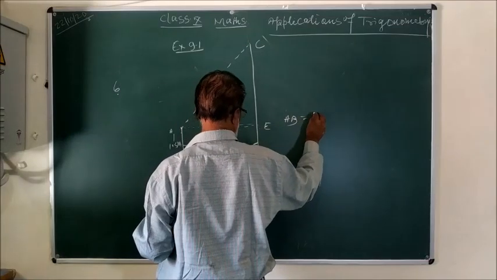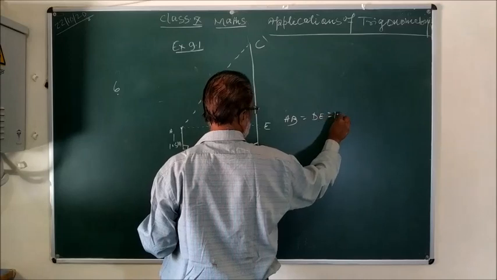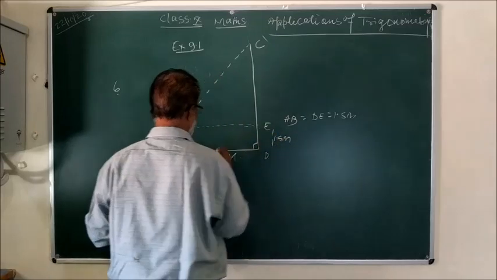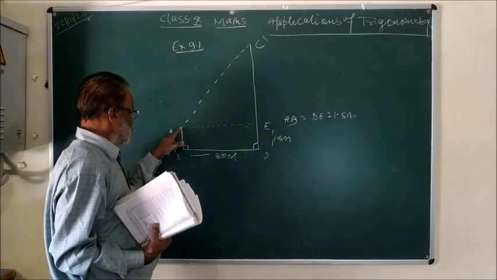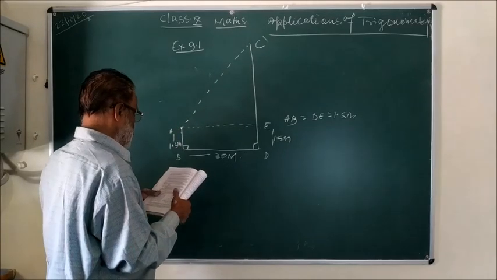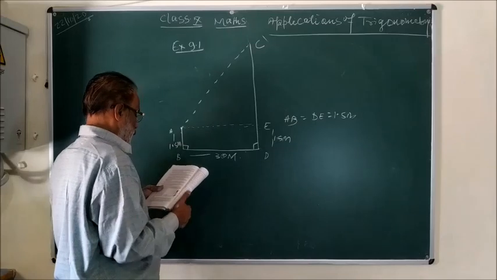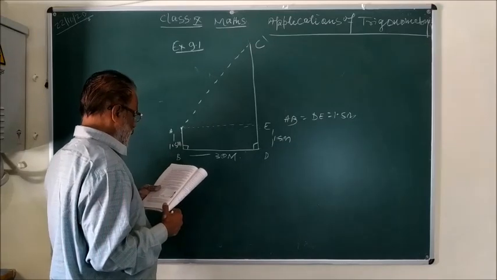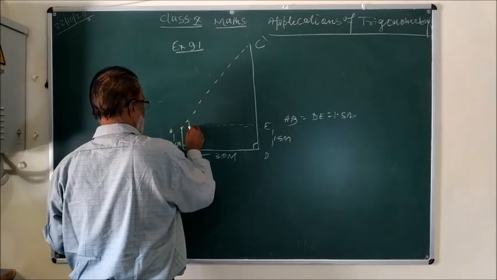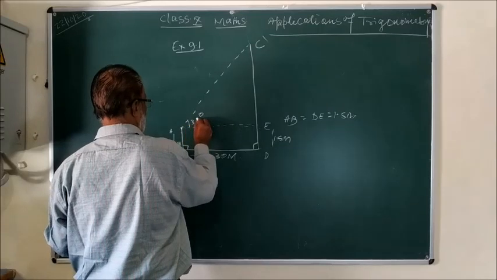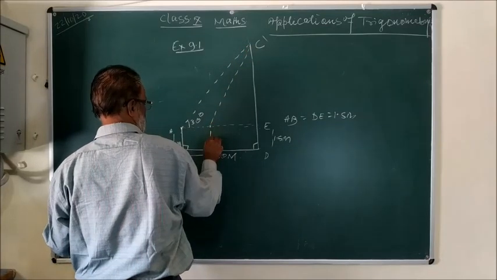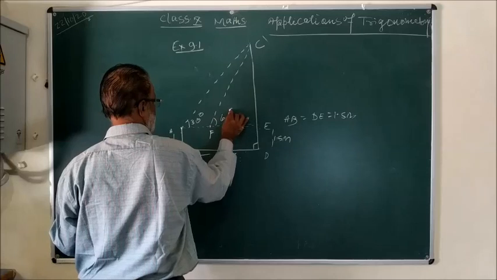AB is equal to DE is equal to 1.5 meters. So this is also 1.5 meters. This is the important thing, because the point of observation is here, not here. So this type of figure you will come across. And the angle of elevation from his eyes to the top of the building increases from 30 degrees, and after walking towards the tower, the angle becomes 60 degrees. Now this becomes the angle 60 degrees.